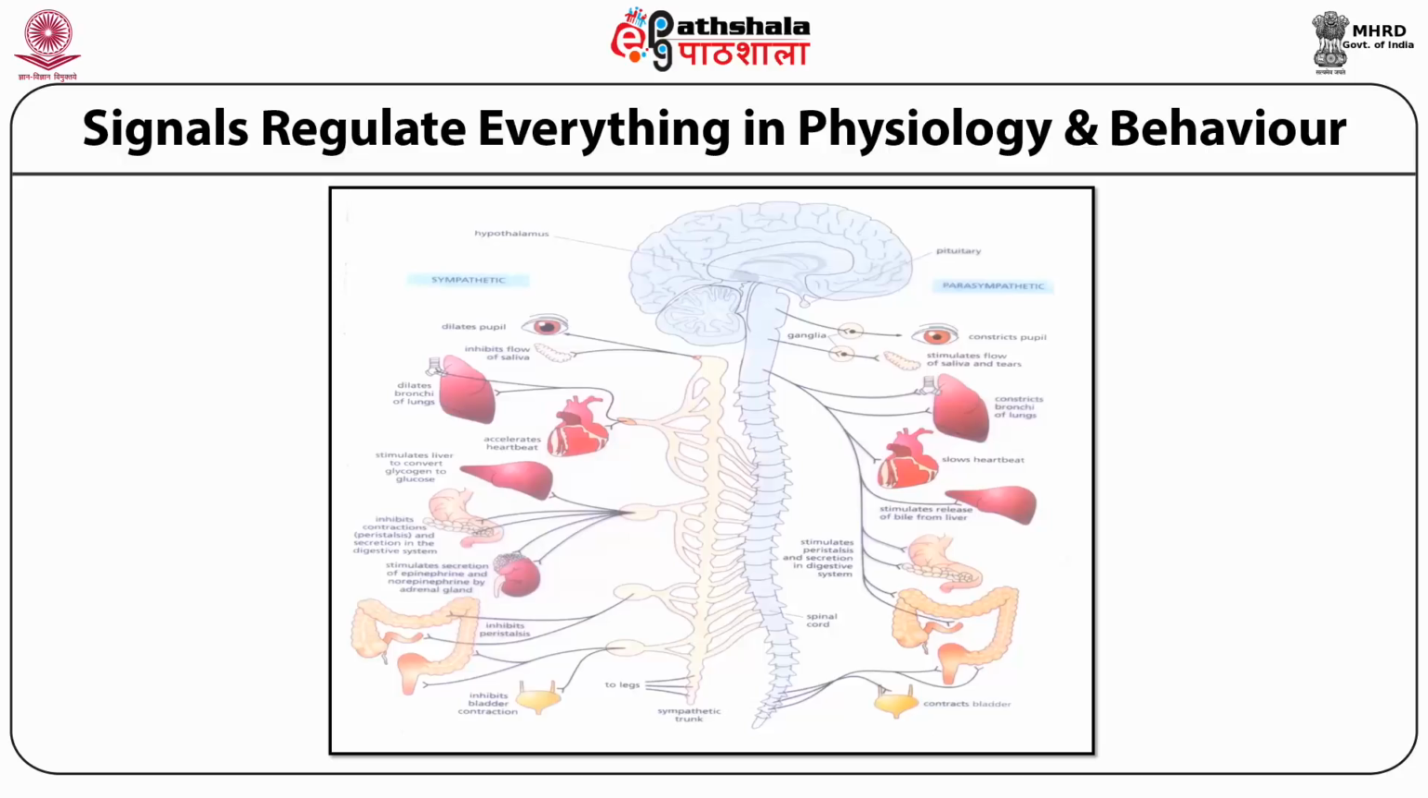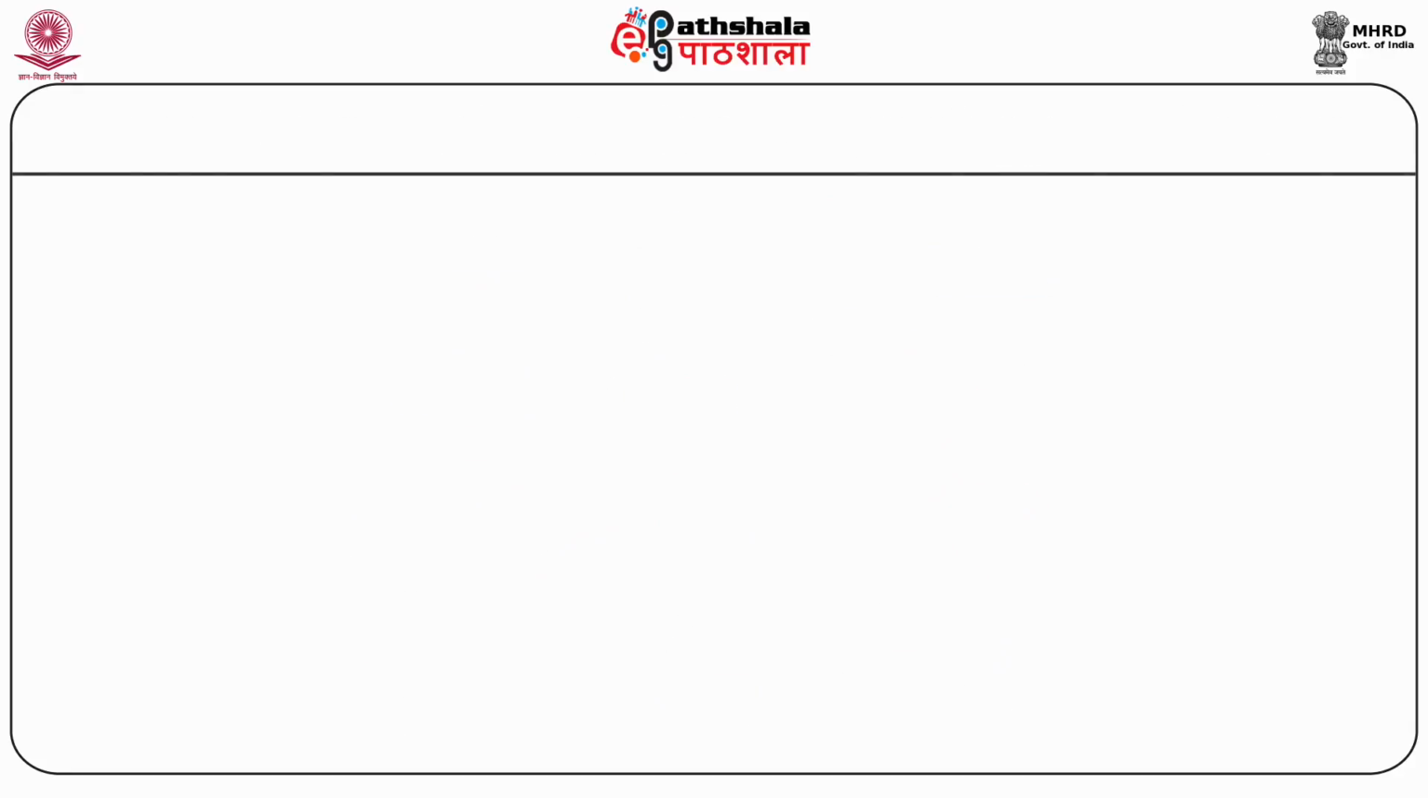We are not conscious of this. So essentially, if you look at body functions of which we are conscious, they come under the central nervous system. Body functions which happen without our noticing it come under the autonomous nervous system.